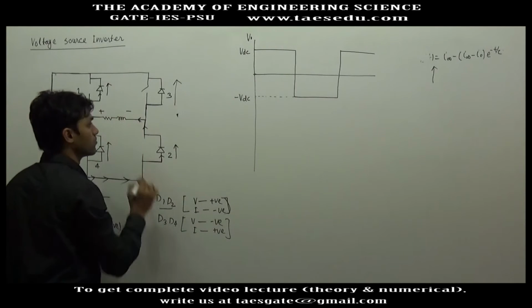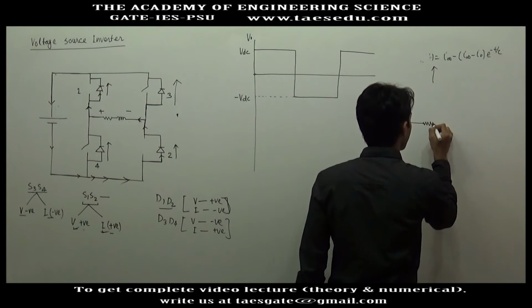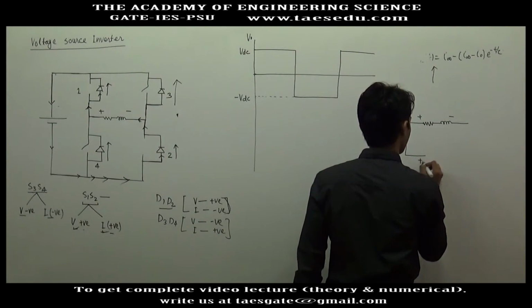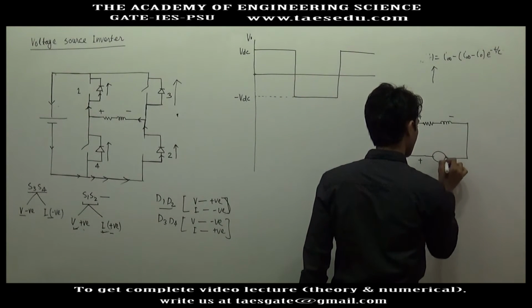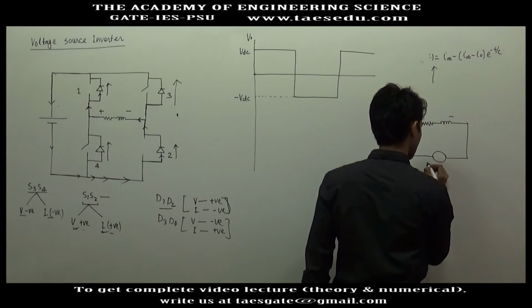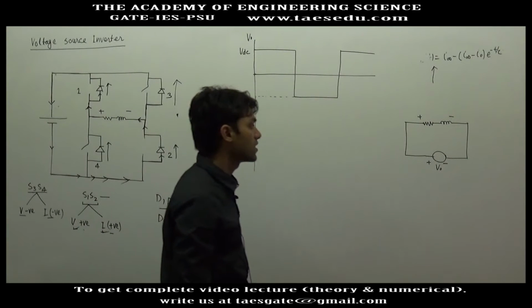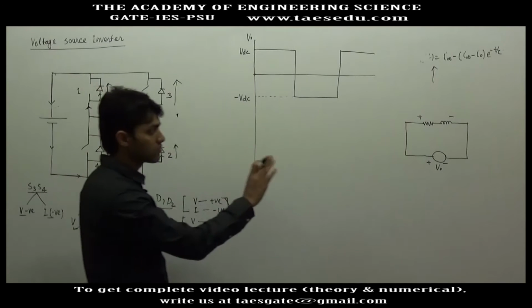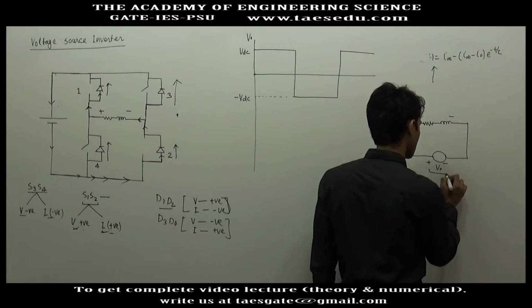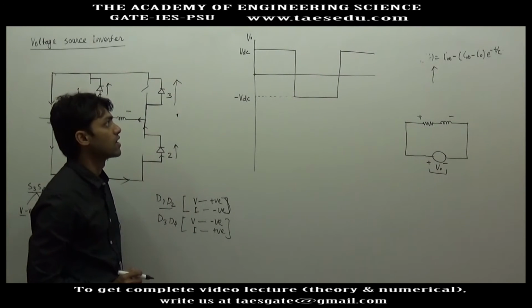Here you have output voltage, and you are applying this output voltage to an RL load. Positive, negative, this is positive, here you have negative, and you have a source here. The output voltage V0 will act as a voltage source for the RL load. And how is this voltage source? This voltage source is a square wave.